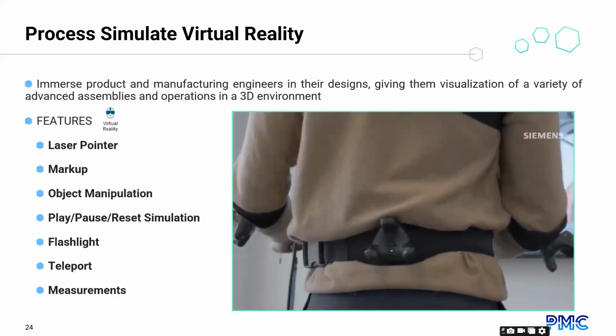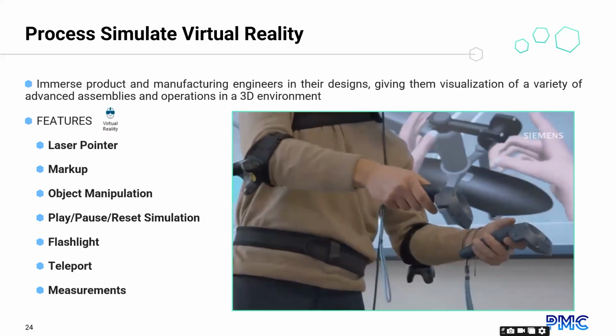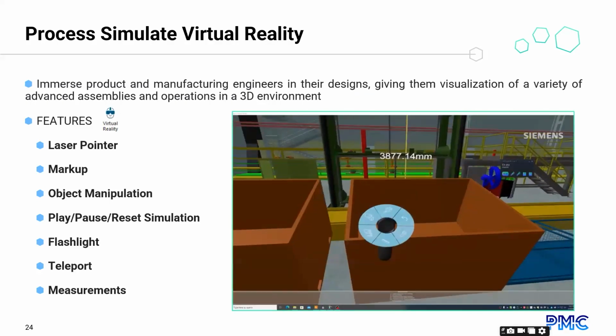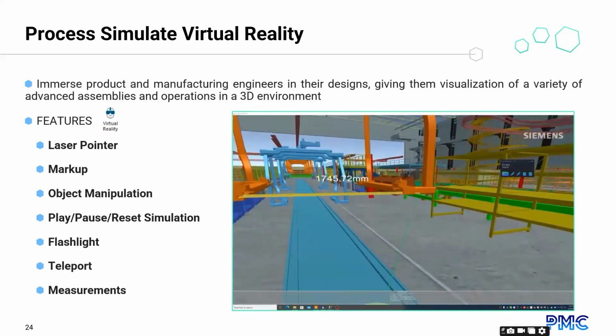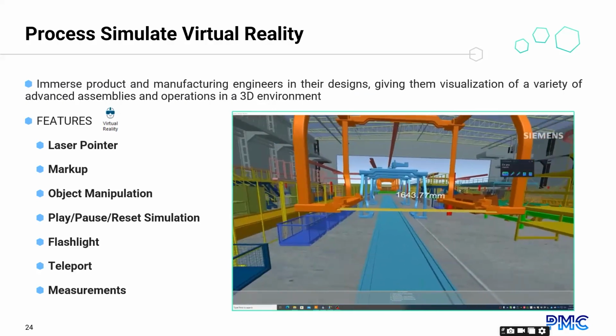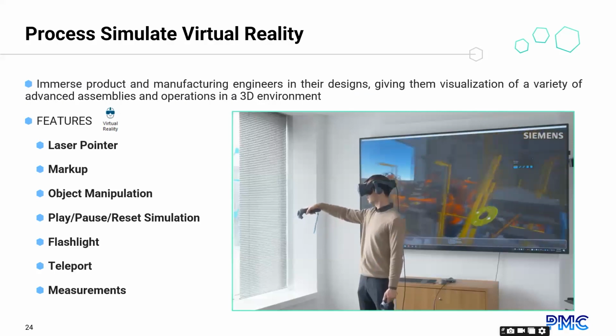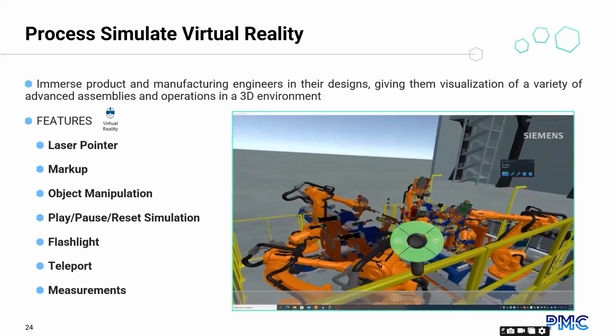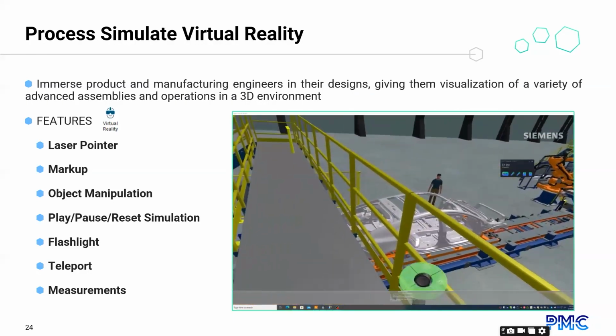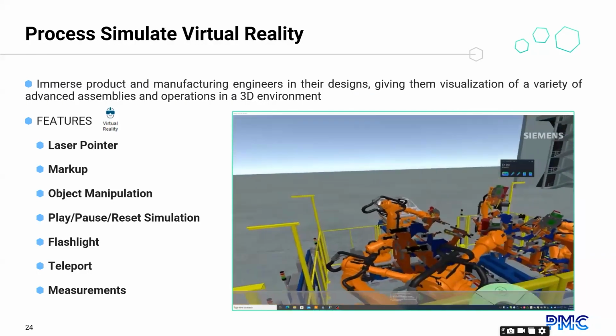And once the virtual reality equipment setup is complete, we can access the virtual reality functionality in Process Simulate. In this environment, we immerse product and manufacturing engineers in their designs, and they can visualize the manufacturing process and assemblies within a 3D virtual environment. We can see here in this video we have some basic features.